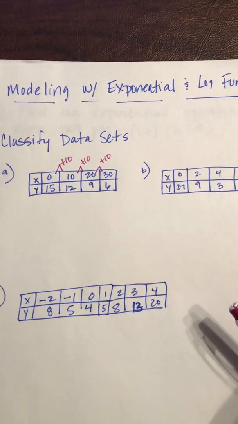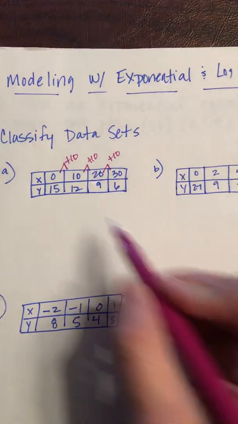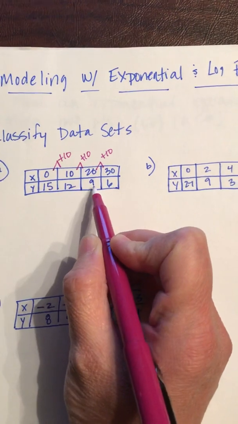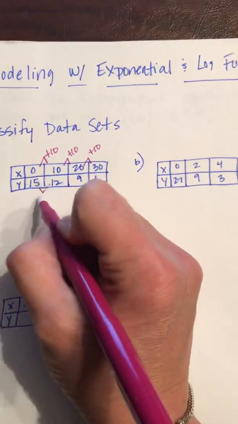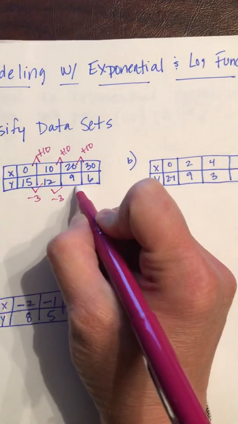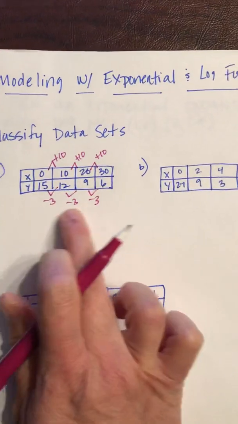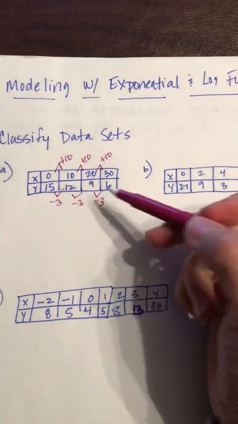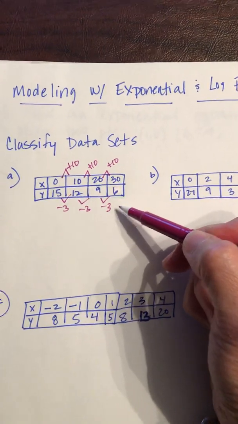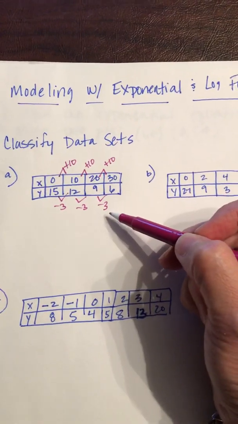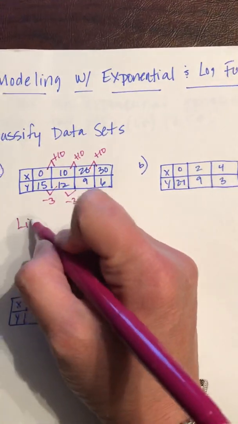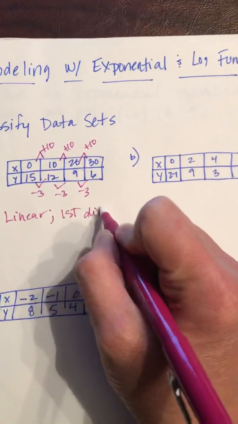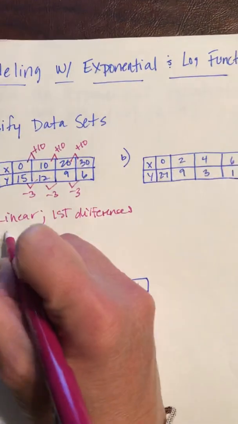In this one, I noticed that 15 to 12 is a decrease of 3, 12 to 9 is a decrease of 3, and 9 to 6 is a decrease of 3. So this is going to represent a linear relationship. We call these numbers, -3, -3, -3, our first differences. When our first differences are the same number, that indicates a linear relationship, and your rationale would be that the first differences are the same.